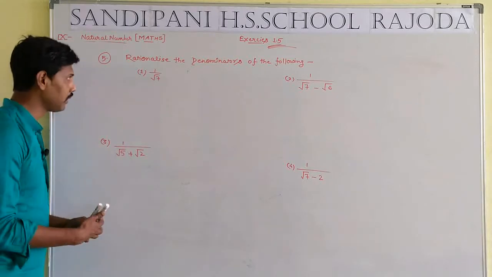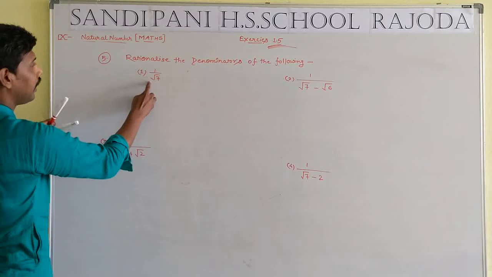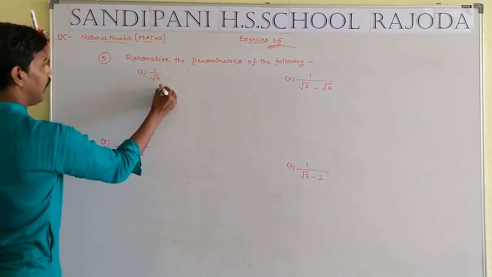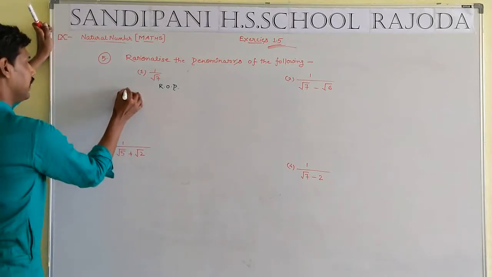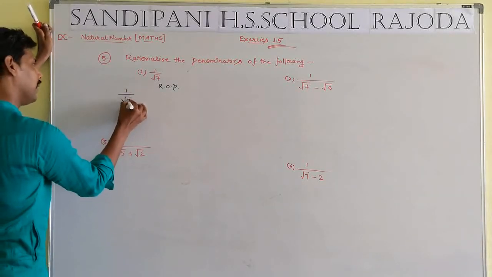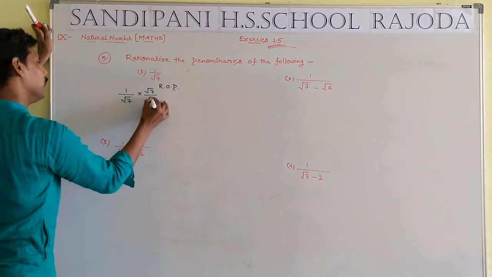So we solve from question number first: 1 upon root 7, 1 by root 7. RoD, that means rationalization of denominator. 1 by root 7. Now multiply and divide by root 7.